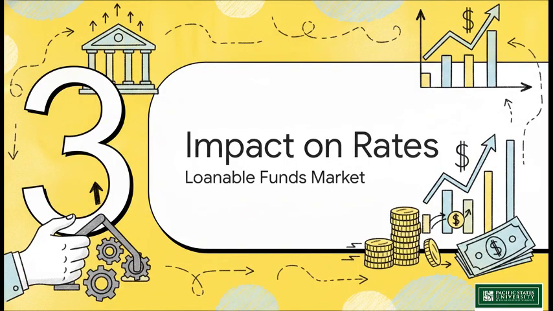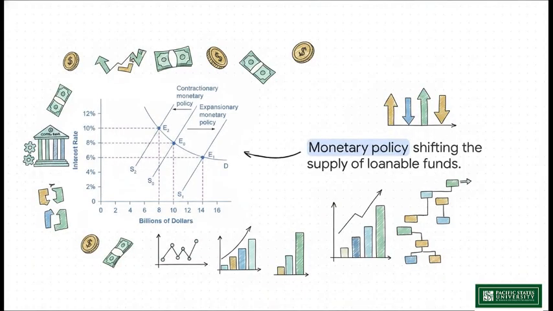Let's move to Section 3, Impact on Interest Rates. We'll look at the exact mechanics of how this works on a graph. Now, let's apply a little microeconomic graphing to our macroeconomic problem. Let's look at how this manipulation actually plays out in the market for loanable bank funds.